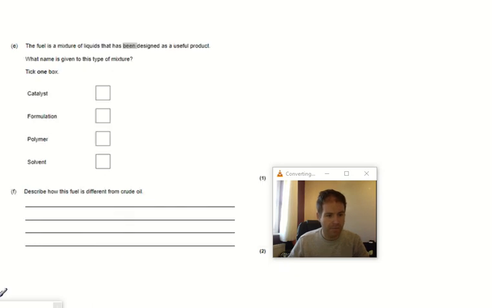Let's move it on. The fuel in the mixture of liquids has been designed as a useful product. Write the name given to this type of mixture. It is a formulation. Describe how the fuel is different from crude oil. It has got less. It's not a mixture. It is pure.